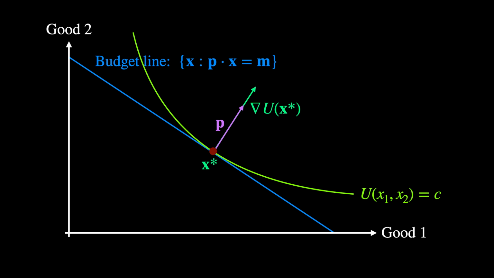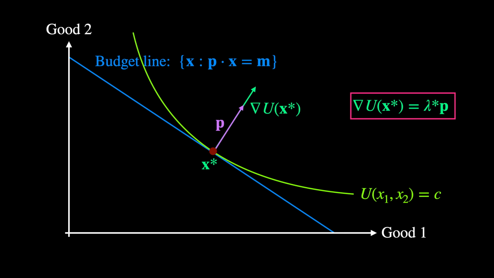But as they point in the same direction, the price vector must be a scalar multiple of the utility gradient vector. They must be proportional to each other. That is, there exists a constant lambda star such that this equation holds. This lambda star is called the Lagrange multiplier, and the so-called method of Lagrange multipliers means solving this equation.